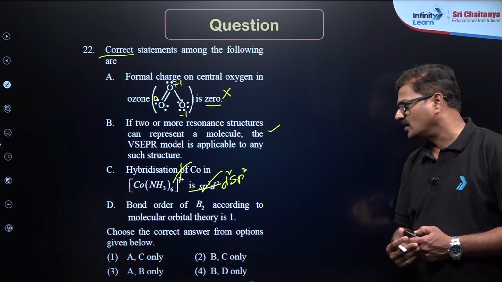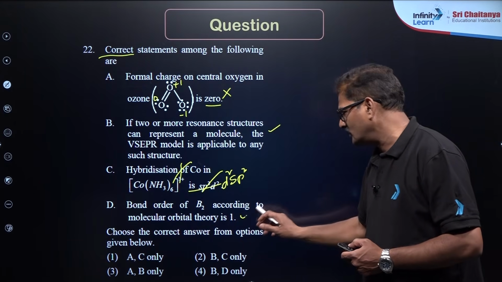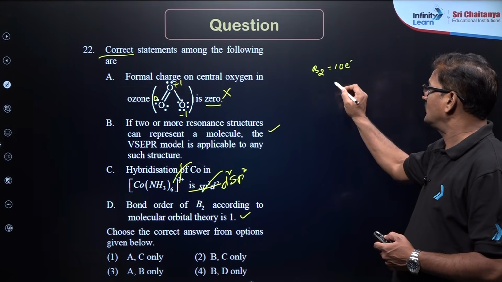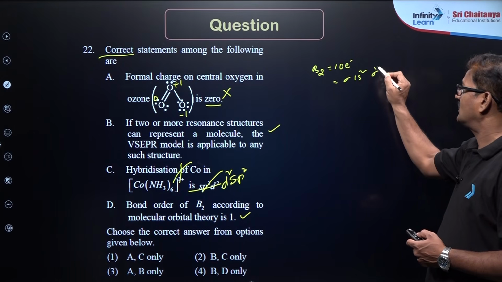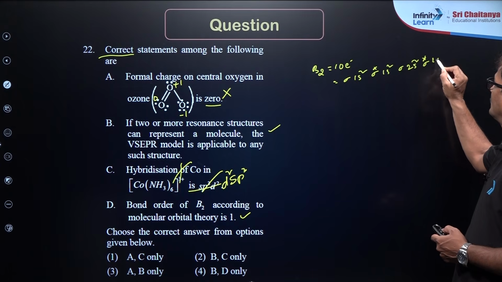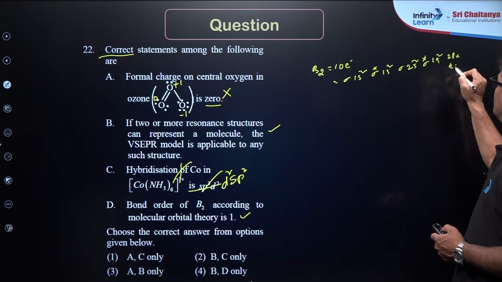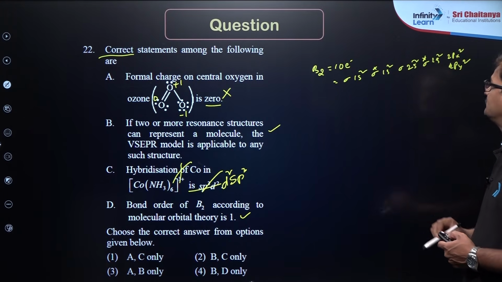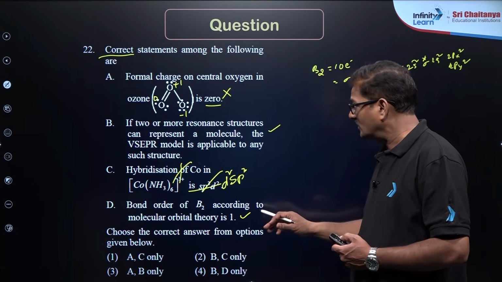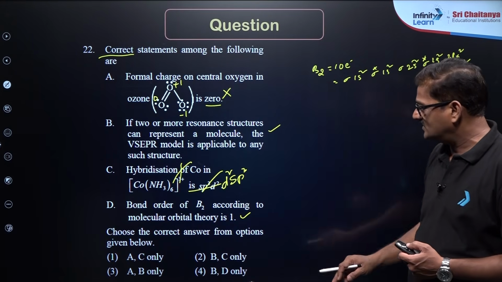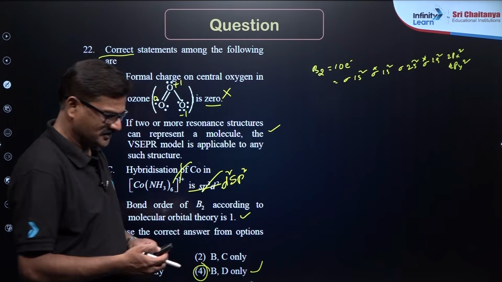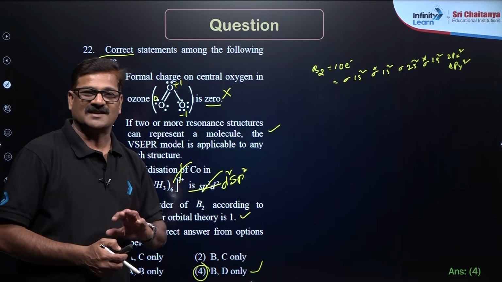Bond order of B2 according to molecular orbital theory is going to be 1. So B2 is given as 10 electrons. So you can say sigma 1s2, sigma star 1s2, sigma 2s2, sigma star 2s2, and then 2px, 2py with 2 and 2. If you do so, you are going to get a bond order of 1. So I could find here B and D are the only correct statements. B and D are the only correct statements for this question. Option 4 is the correct answer to this question.